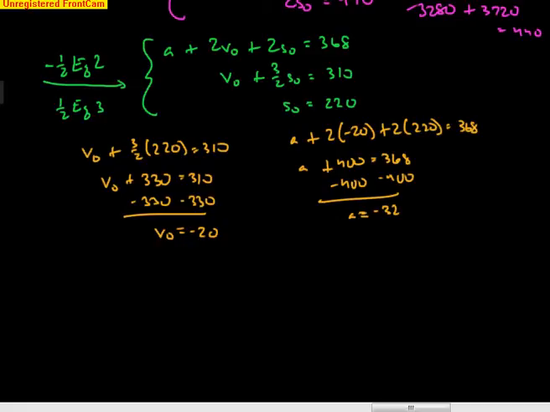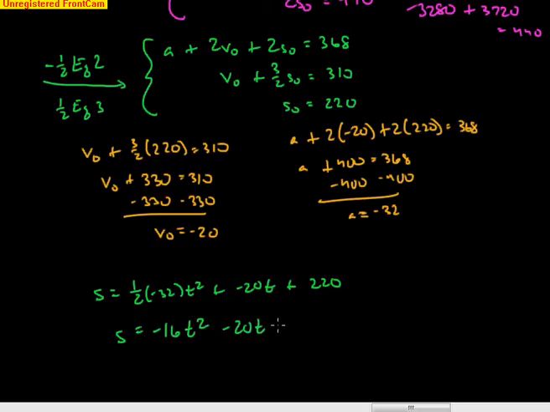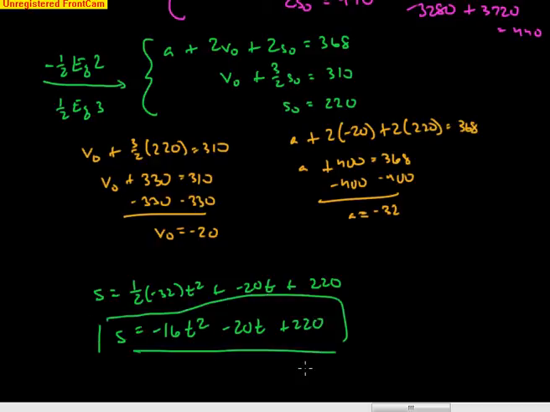So my formula is S equals 1/2 A times t squared plus V sub 0 times t plus S sub 0. So the simplified version, S equals negative 16t squared minus 20t plus 220. And there is your standard position equation. Alright, so if you are good at these, I mean, you should have no problem on tomorrow's quiz.